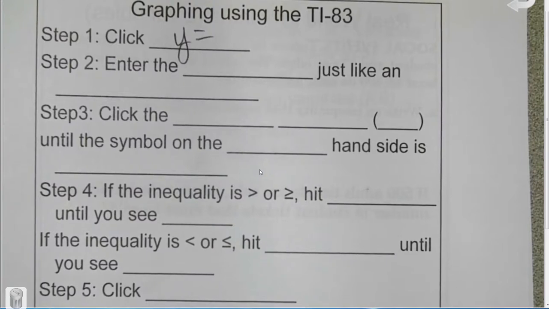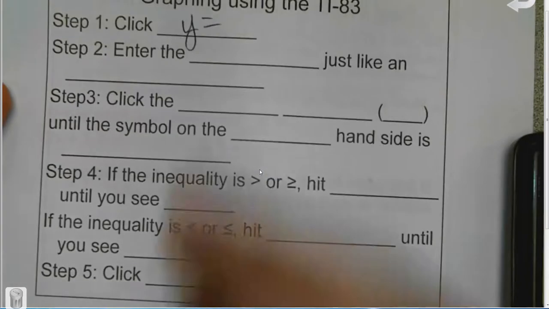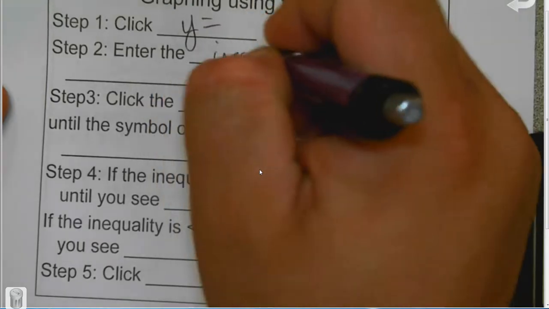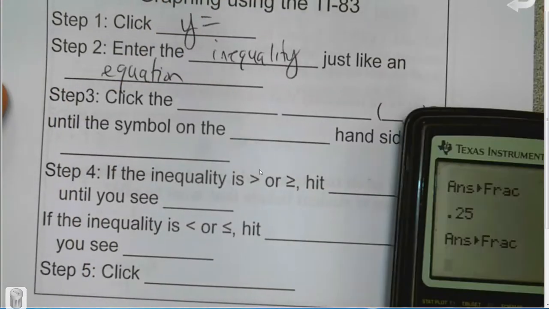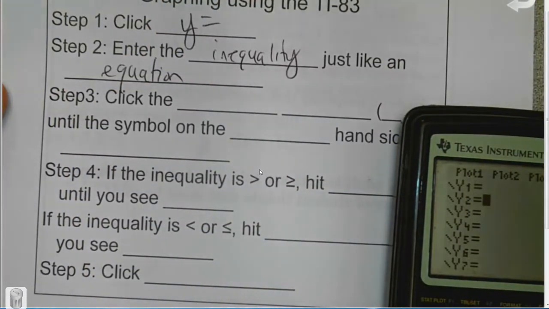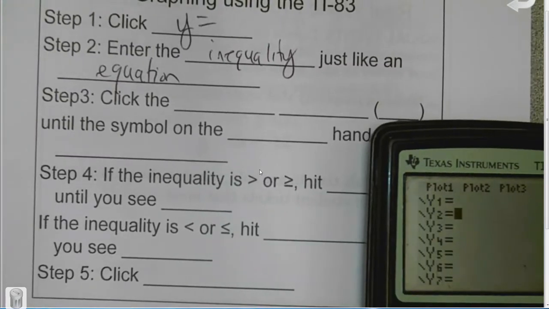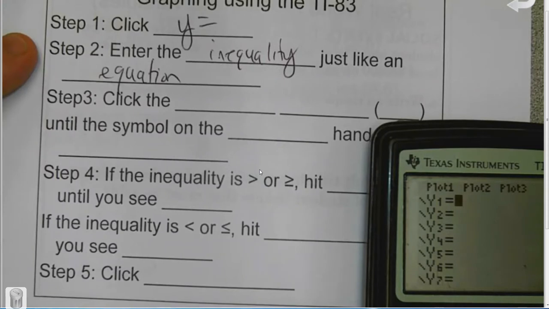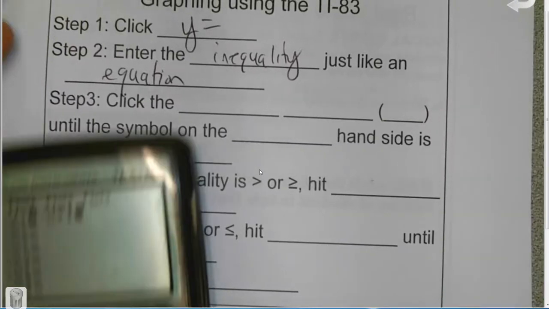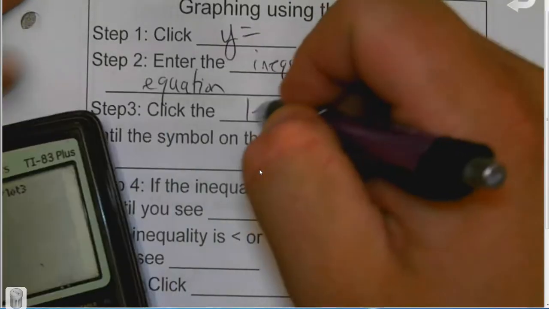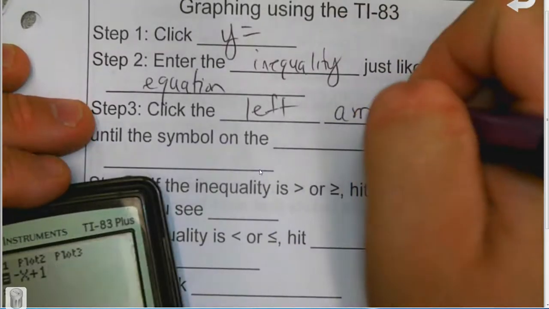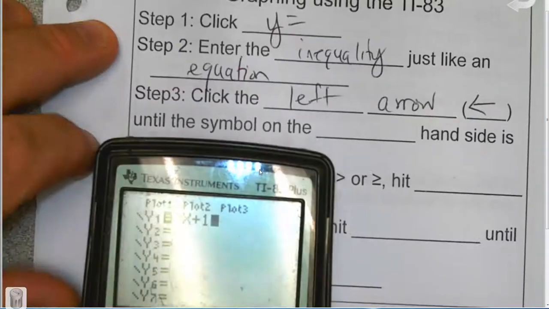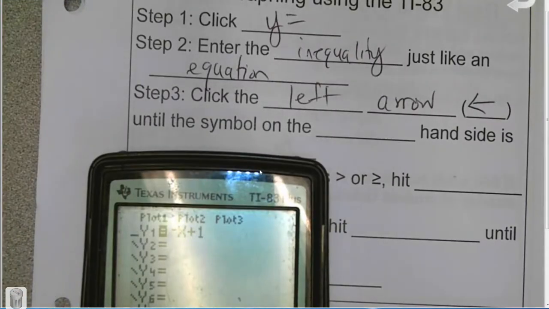So what we're going to do is we're going to click y equals, and I'm going to do this with you while we go. And you enter the equation, or the inequality, just like you would an equation. So we're going to go to y equals, and we're going to do the one on the bottom down here. So we're going to go y is equal to negative x plus 1. Now, in order to make this an inequality, we're actually going to click the left arrow until the symbol on the far left is flashing. So see, now it's flashing.